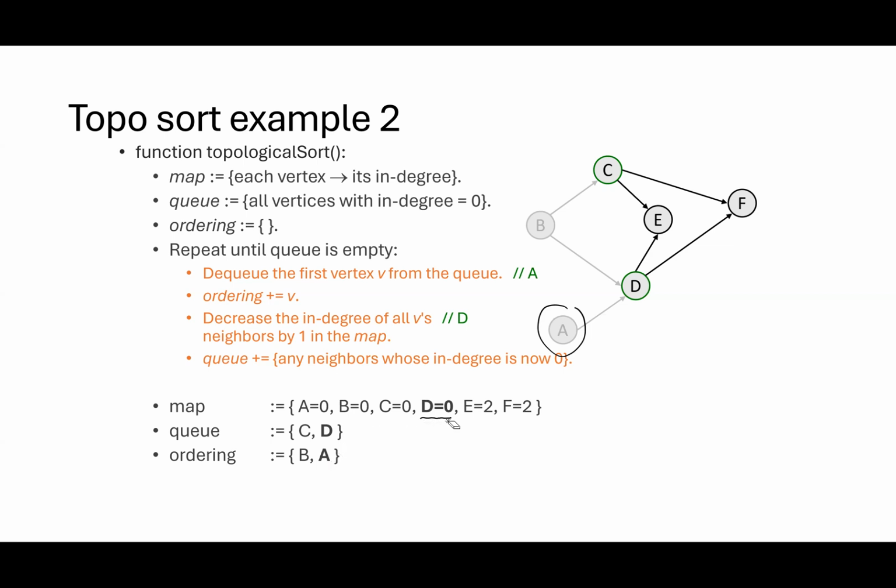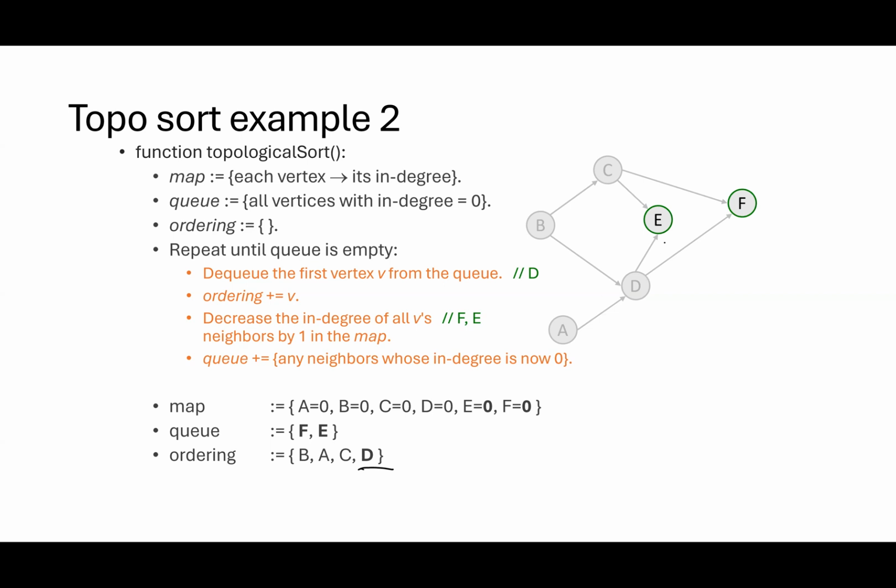Okay. Next, we dequeue C. We dequeue C, put it into the ordering. C had 2 neighbors, F and E. We reduce their in-degree by 1. And now you see there is no new vertex with in-degree of 0, so nothing is added to the queue. Okay, so next, we dequeue D, put it into the ordering.